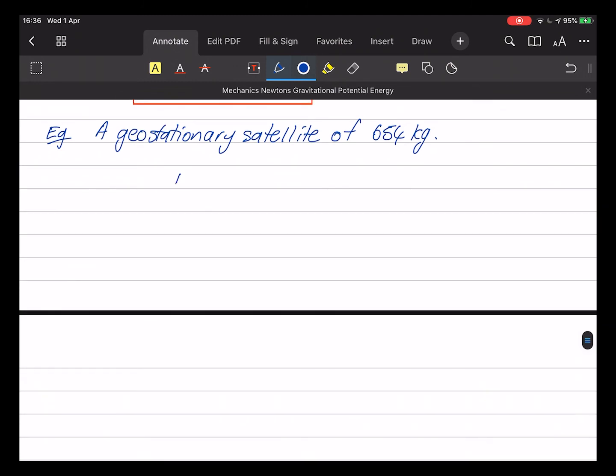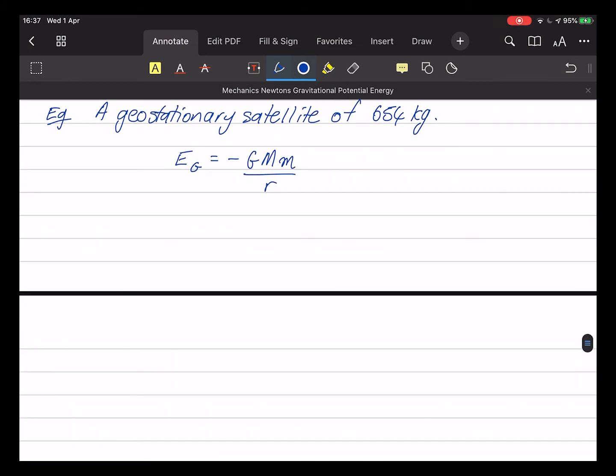So let's look at the gravitational potential energy first of what that might be. So minus GM on r. From last lesson, you recall that the altitude was 35,786 kilometers, so times 10 to the 3 meters.